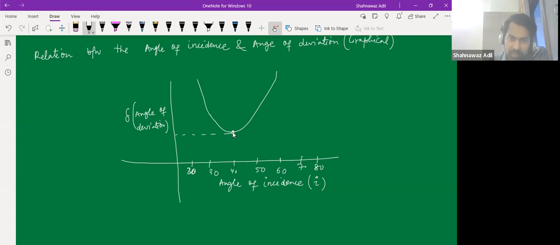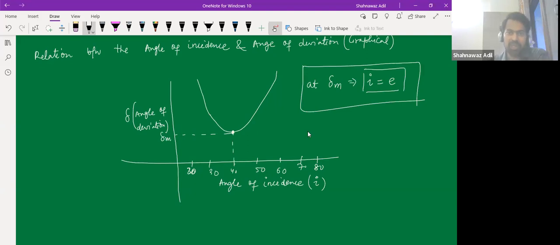And at this point, this is your angle of deviation minimum, right? And at minimum angle of deviation, your angle of incidence becomes angle of emergence. So this is the crucial information from this graph. We can see that this graph is parabolic, right? So at this point, this angle of incidence becomes angle of emergence, right? Is that clear, guys?